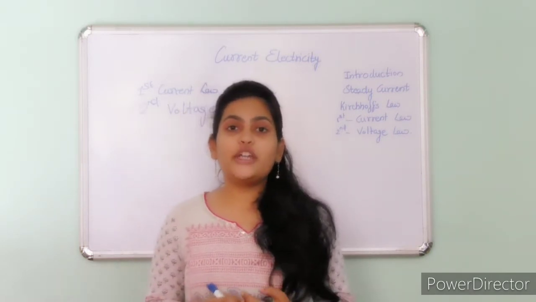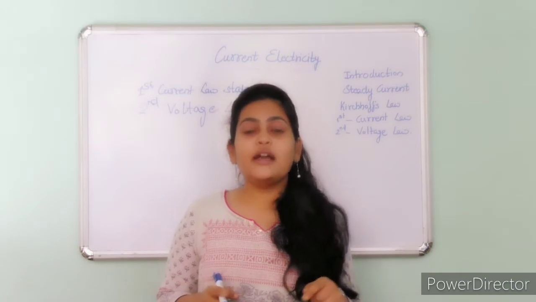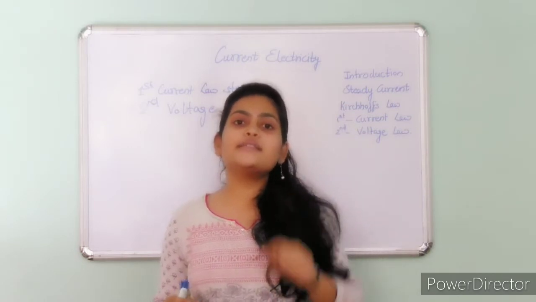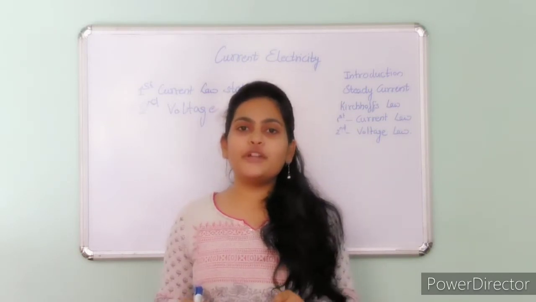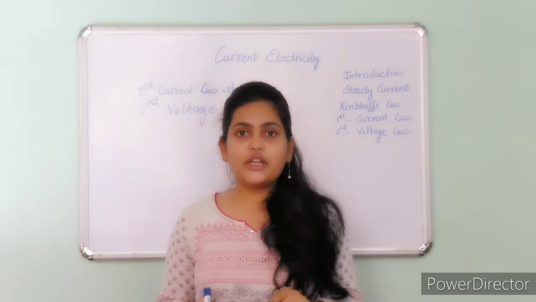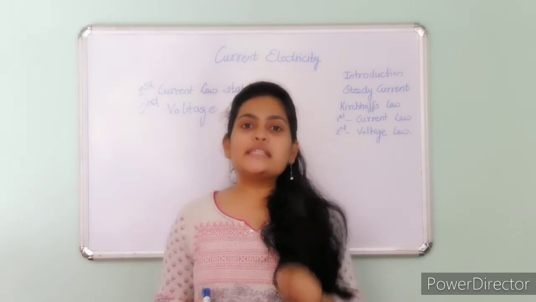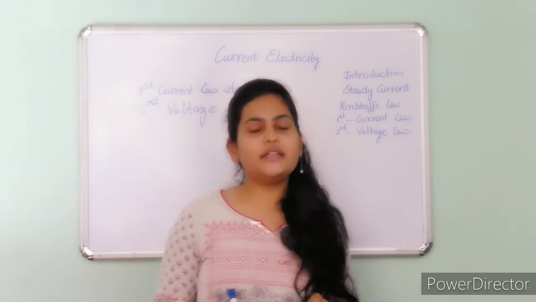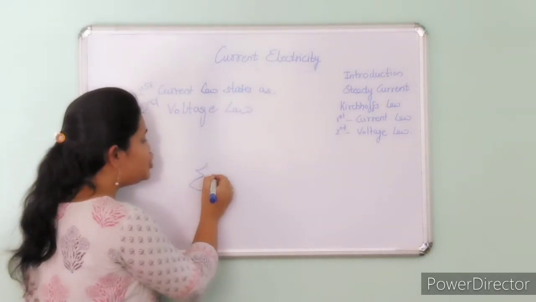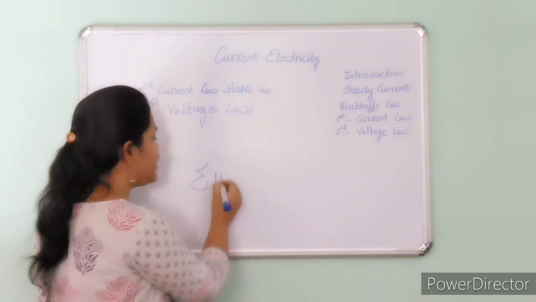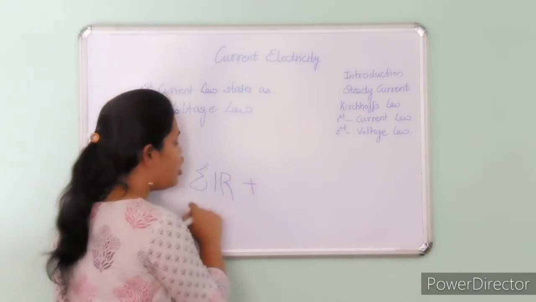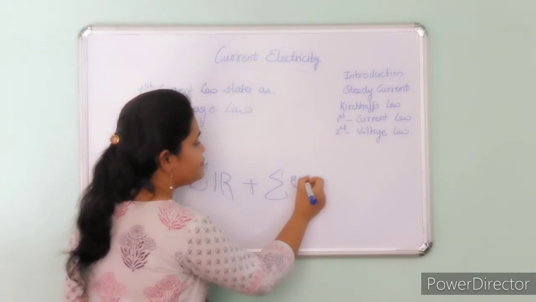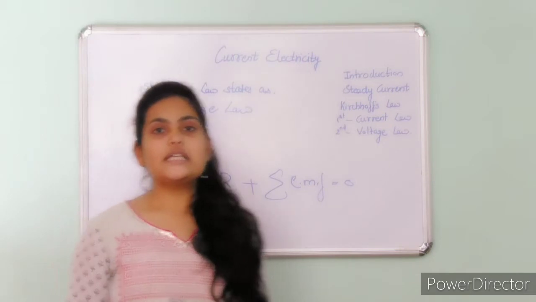So what is voltage law? Voltage law states that in a closed loop, the algebraic sum of all the potential differences of all the electrical components plus the algebraic sum of all the EMF is equal to 0.